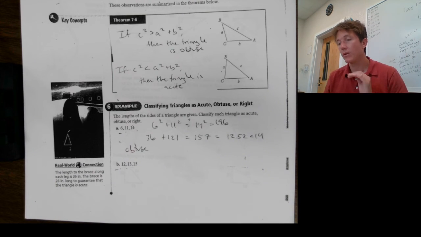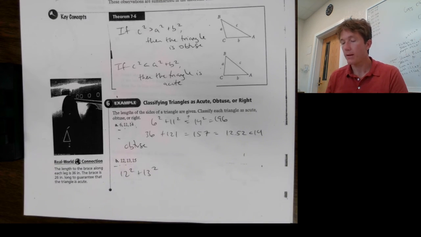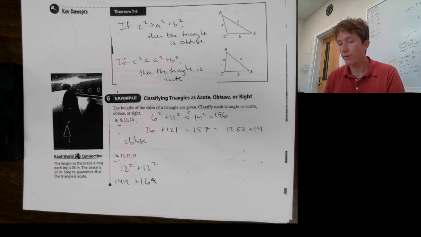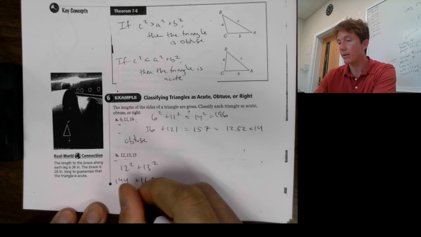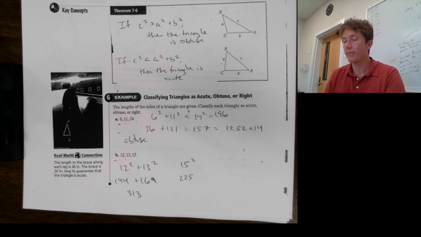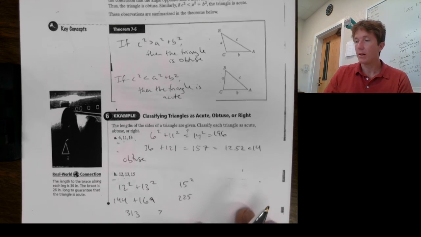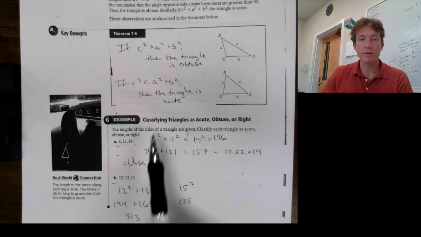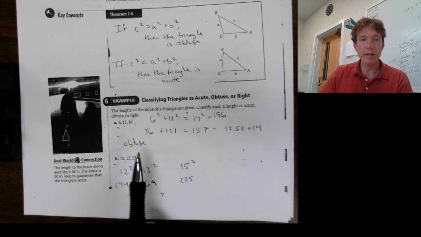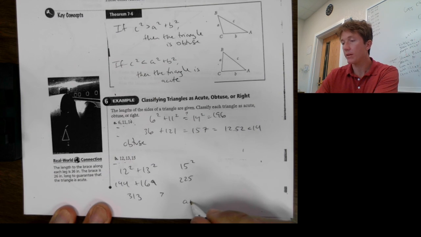Let's try that again so I don't confuse you guys. I'm going to do 12 squared plus 13 squared. I'll add those two numbers up together. 144 plus 169 is 313. Then I'll do 15 squared, which is 225. 313 is greater than 225, so I can use this one here, a squared plus b squared. This was a squared, that was b squared. They ended up being greater than c squared. So this triangle is acute.